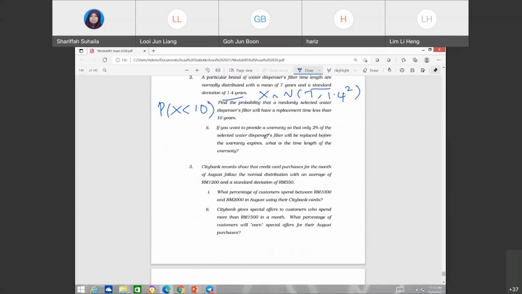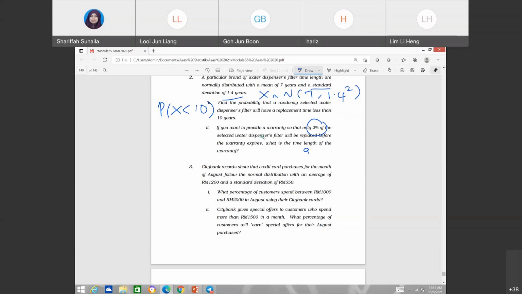So what you want to find is, let's say, your A, your value. You don't want to find the probability. The probability is already given, which is 2%. Now, how do you set up the question? Either you write probability X less than or equal, or X greater than or equal. So which one? If you want to provide a warranty so that only 2% of the filters will be replaced before the warranty expires, what is the time length of the warranty?